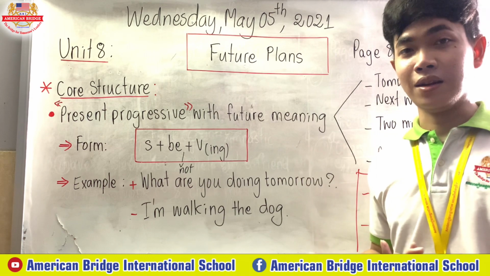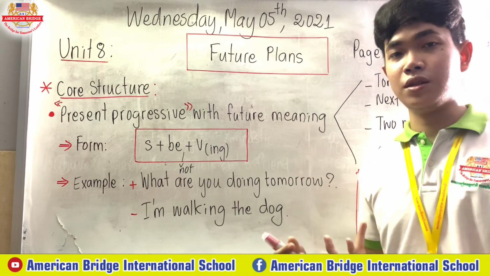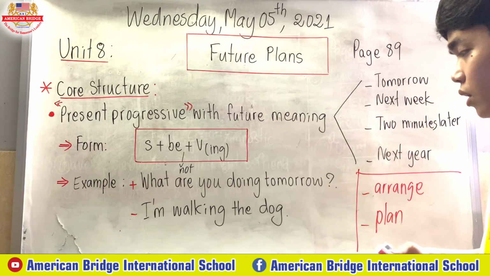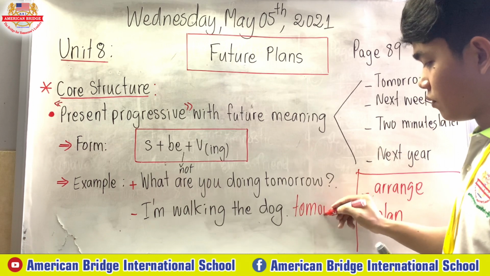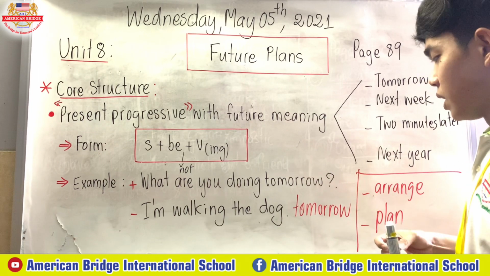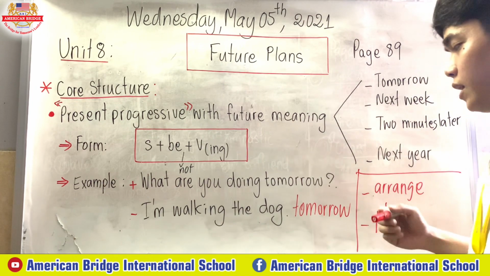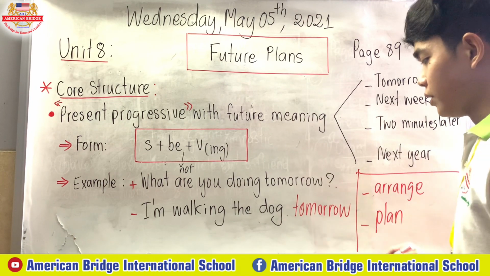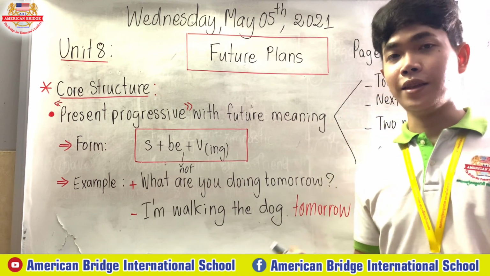But if I say "I am teaching tomorrow," I add the word tomorrow here. See everyone, the word tomorrow is a time phrase that talks about the future. The thing that I add in this sentence is the word tomorrow. "I'm walking the dog tomorrow" means what I arrange to do tomorrow is walking the dog.